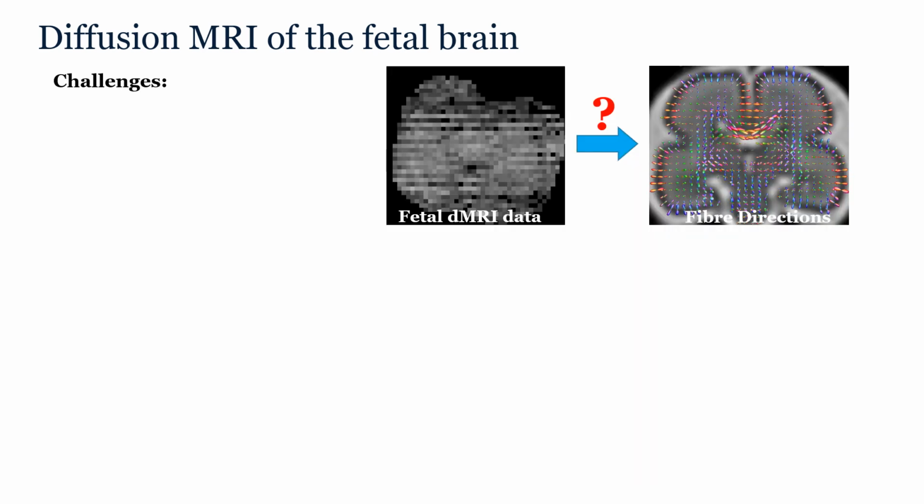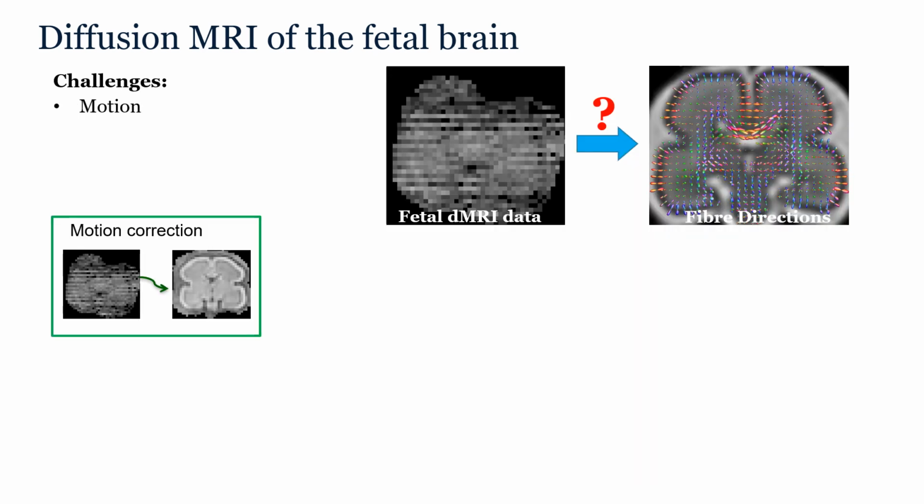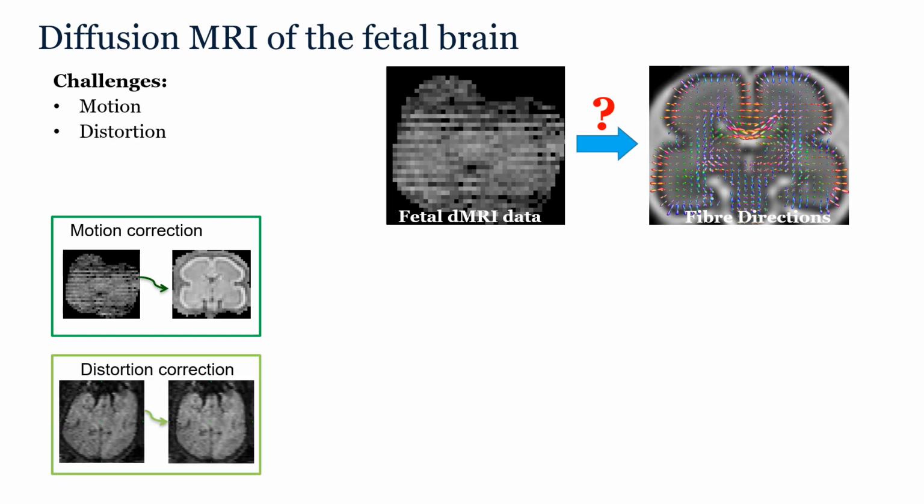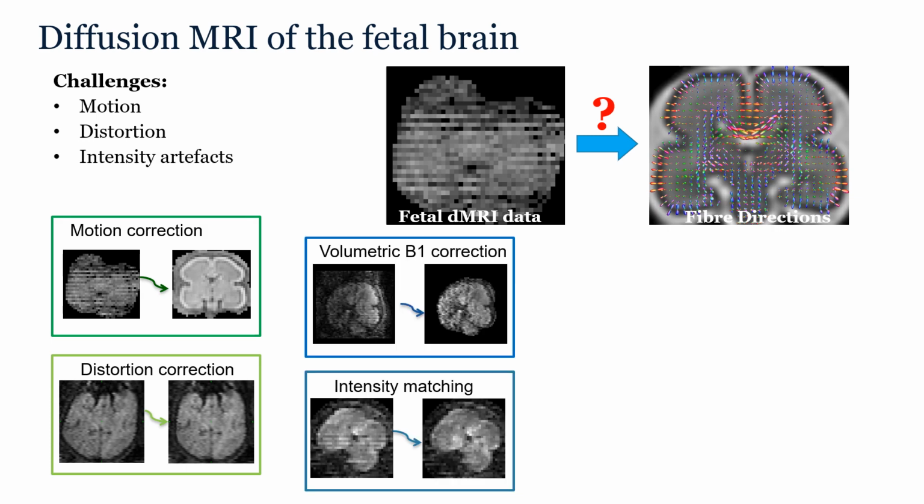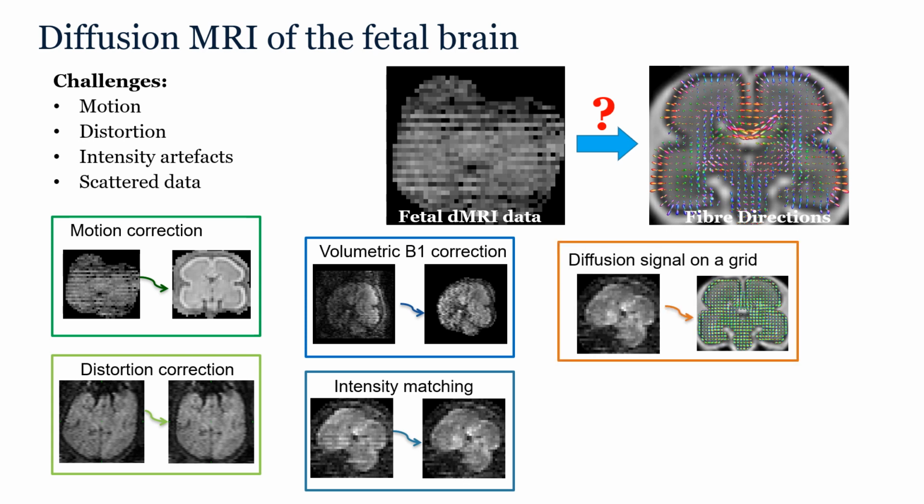Diffusion MRI of the fetal brain suffers multiple challenges. First of all, the fetus is moving and mom is breathing, so the data is corrupted by motion. Data is also corrupted by geometric distortion thanks to inhomogeneity of the B0 field. There are multiple intensity artifacts including B1 inhomogeneity, spin history, and within slice motion. And finally, the diffusion signal is scattered and needs to be reconstructed on a grid.